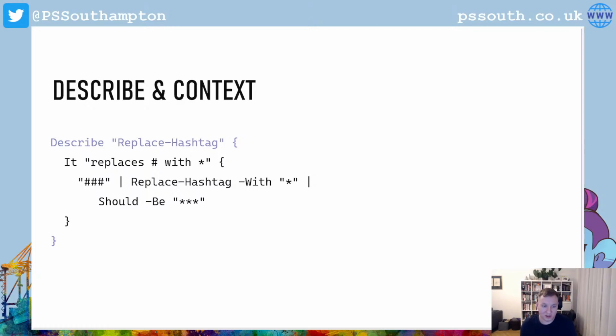There is a convention that people tend to use, and that's naming the top-level describe, the one that's on the top of the file, with the name of the function that's being tested. In this case, it's Replace-#.